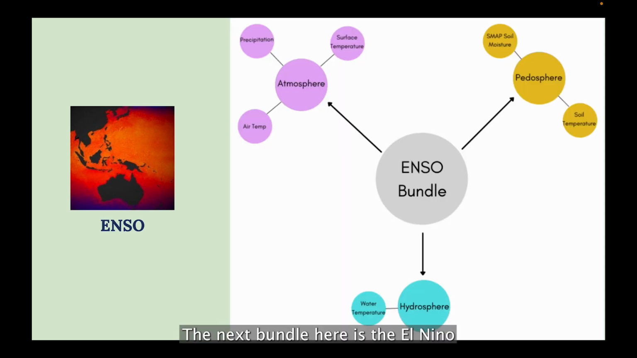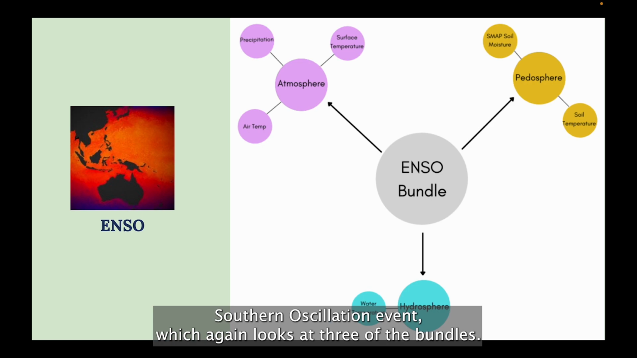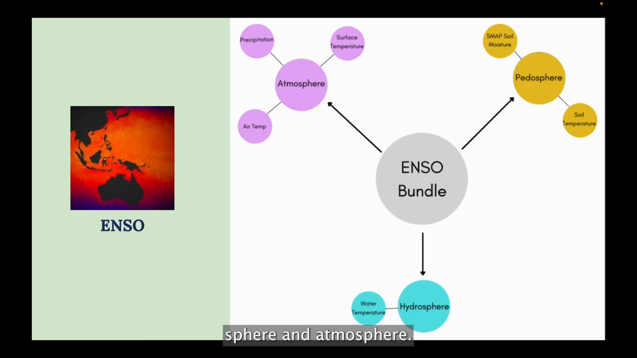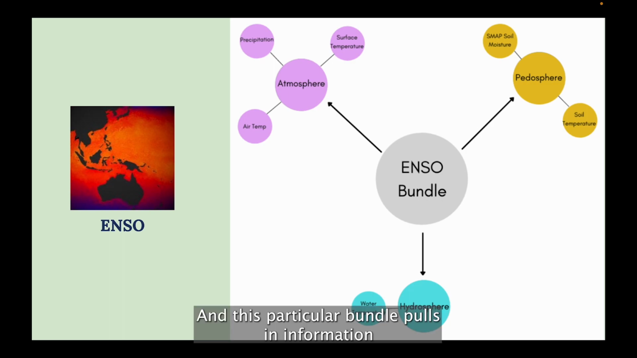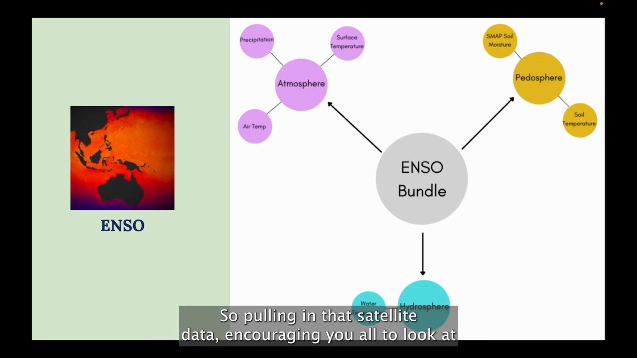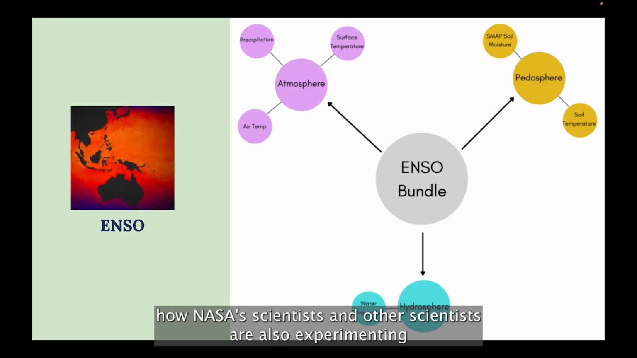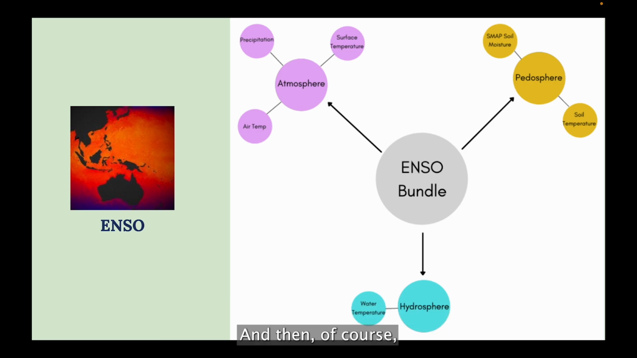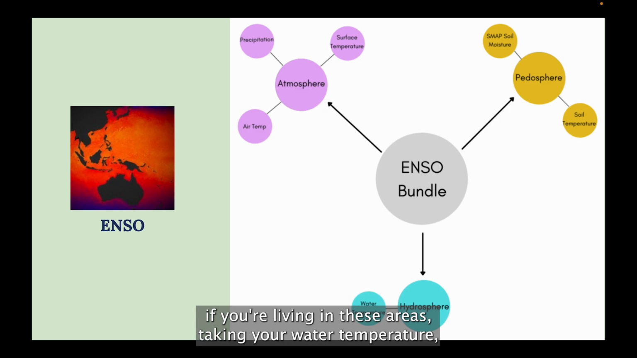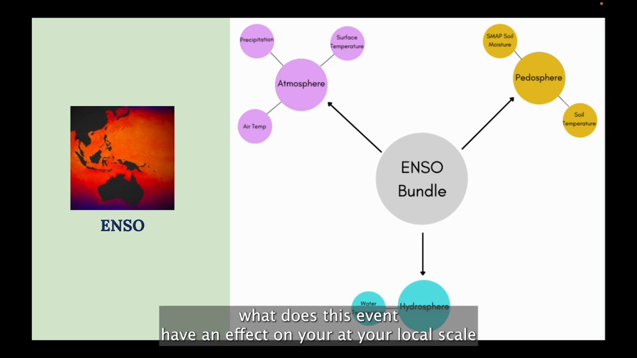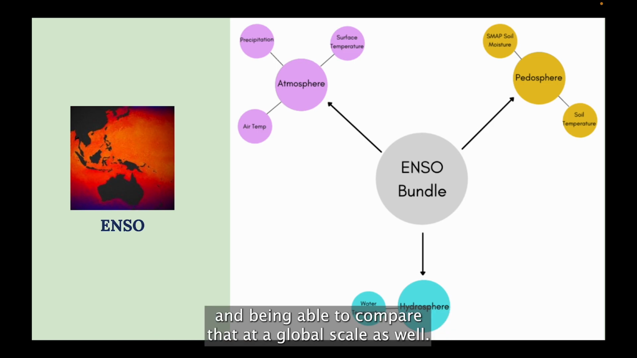The next bundle here is the El Niño Southern Oscillation event, which again looks at 3 of the bundles. This allows you to look more at pedosphere, hydrosphere, and atmosphere. And this particular bundle pulls in information about precipitation, SMAP soil moisture and soil temperature, so pulling in that satellite data, encouraging you all to look at how NASA scientists and other scientists are also experimenting and looking at the El Niño Southern Oscillation events. And then, of course, if you're living in these areas, taking your water temperature, taking these different air temperatures and really trying to understand what effect this event has on your local scale, and being able to compare that at a global scale as well.